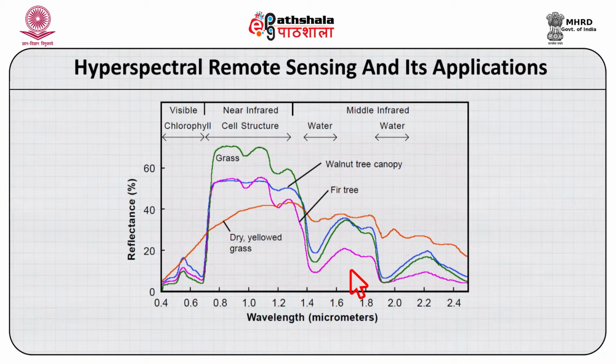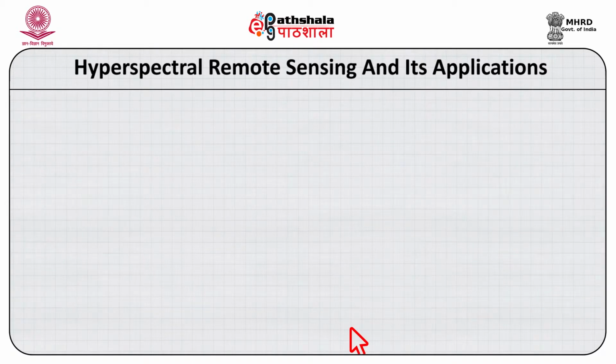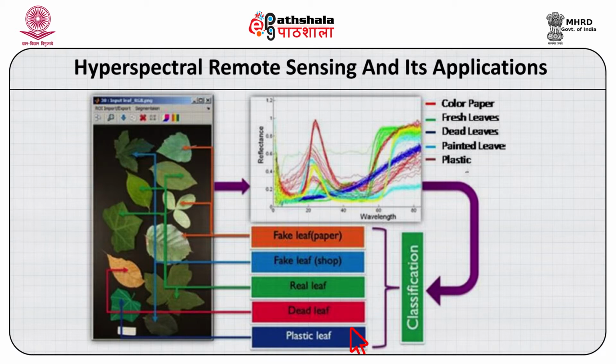Now if we see another application of hyperspectral data, figure 8 gives a very clear and interesting picture. On the left side there is a snapshot of a computer screen where you see different types of leaves. One is dark in color, maybe green, one is whitish, and some are yellowish. So you see different colors, shapes and sizes of leaves. There is a fake leaf paper, a fake leaf shop, then a real leaf, a dead leaf, and a plastic leaf.